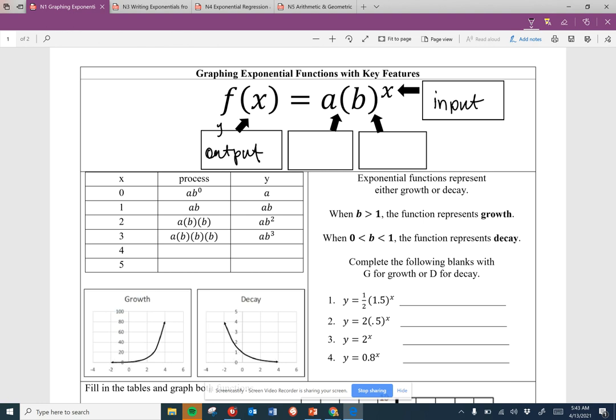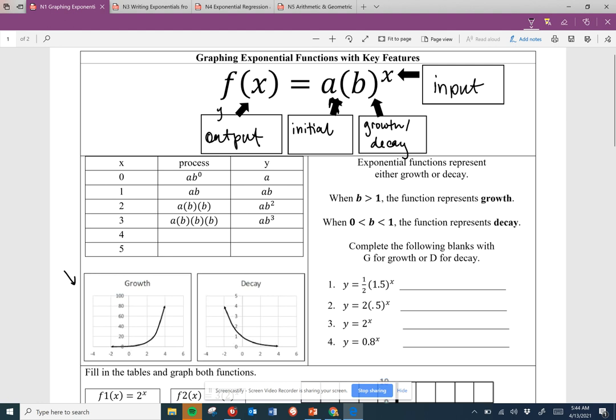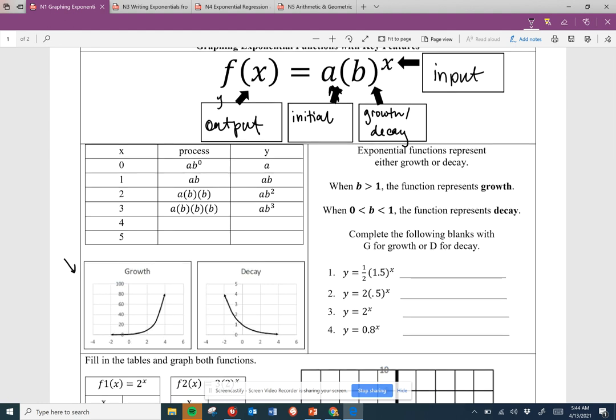function. The a, I know that these arrows are kind of weird, but this is pointing at the a, and this is going to be the initial value, so however much there is at the beginning. And then this b value is going to be the growth or decay factor. So there are two types of exponential functions. Growth functions, they look like this, where they are going up. Then decay is whenever we have something that is shrinking.